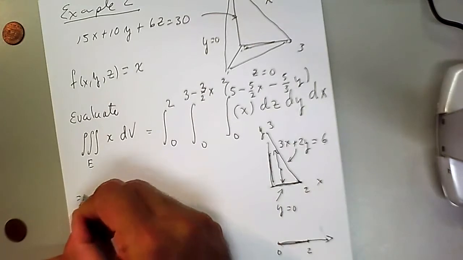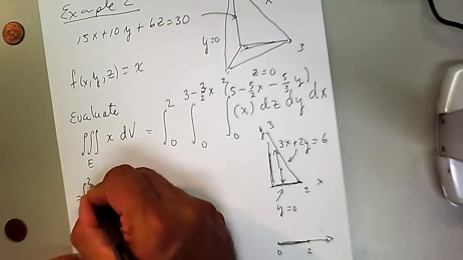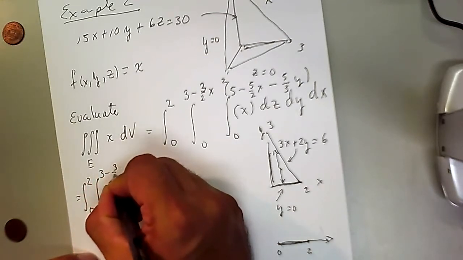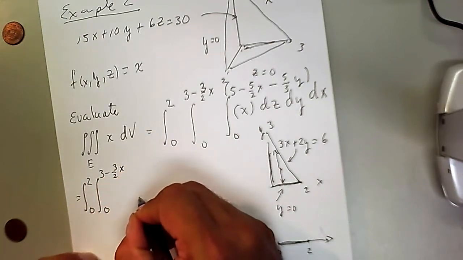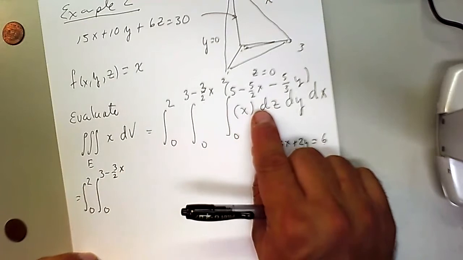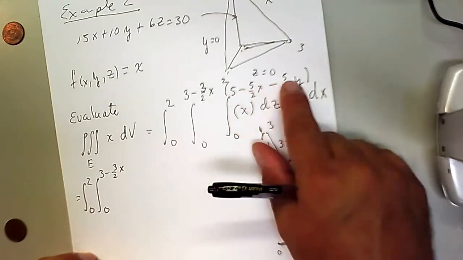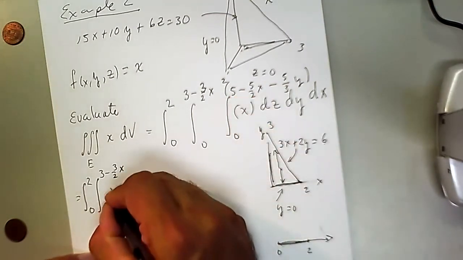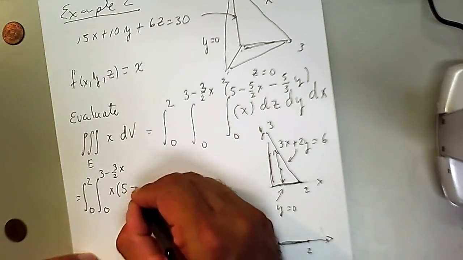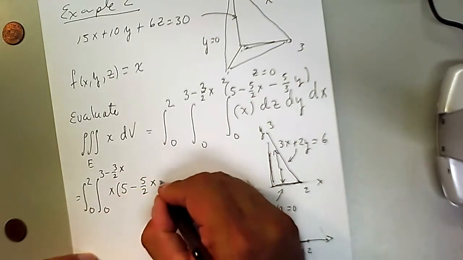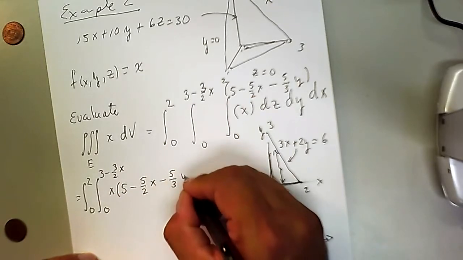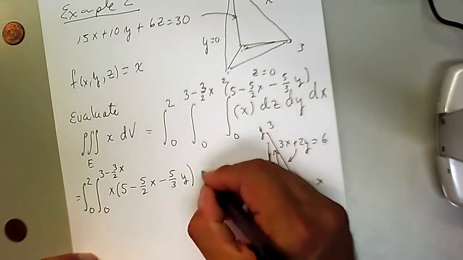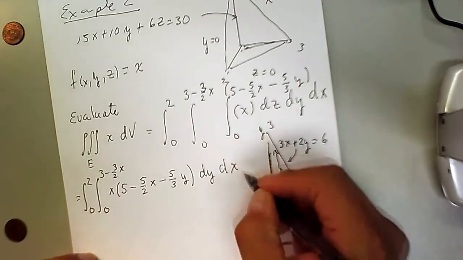I'm going to write that down. So we have the integral from 0 to 2 over the integral from 0 to 3 minus 3 over 2x. And we're going to have xz, but z takes this value, and we're going to subtract. Of course, with 0, we're going to end up with 0. So we have x times (5 minus 5 over 2x minus 5 over 3y), close the parenthesis. That takes care of integration with respect to z. We still have to integrate with respect to y and with respect to x.